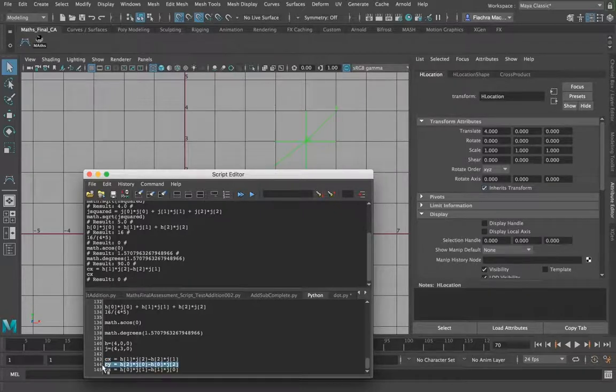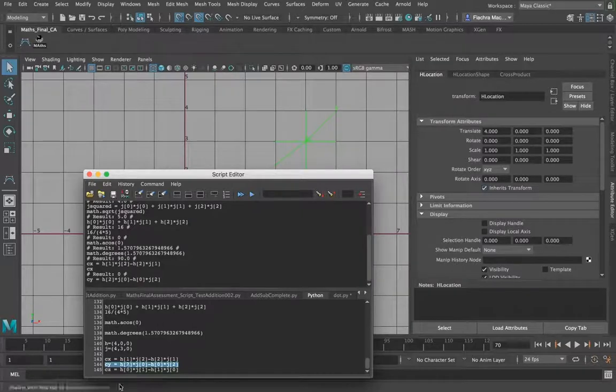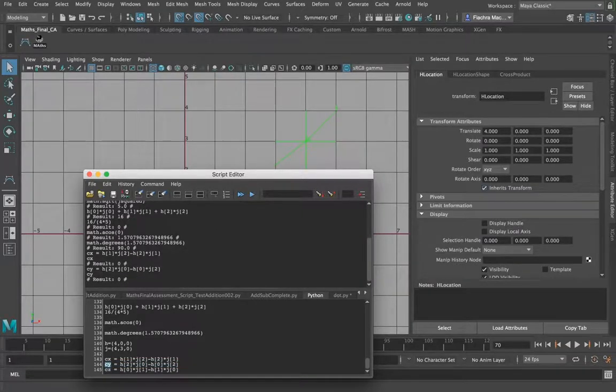For the y coordinate of the cross product, I multiply the z coordinate of h by the x coordinate of j and subtract that from the x coordinate of h multiplied by the z coordinate of j. Okay, so I'll do that. And again, the answer is 0.